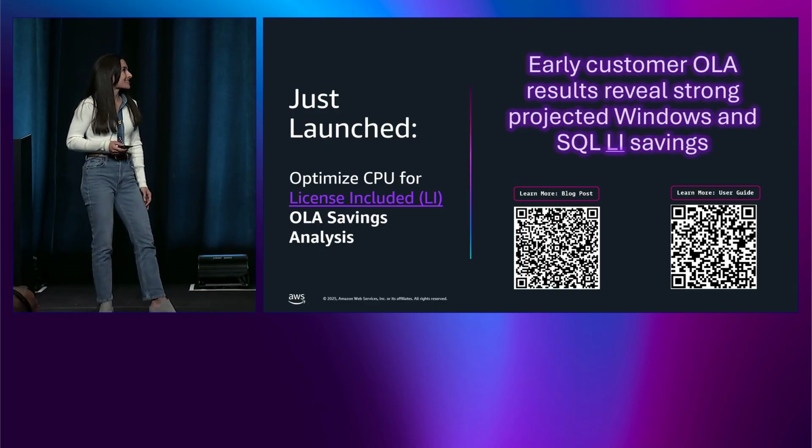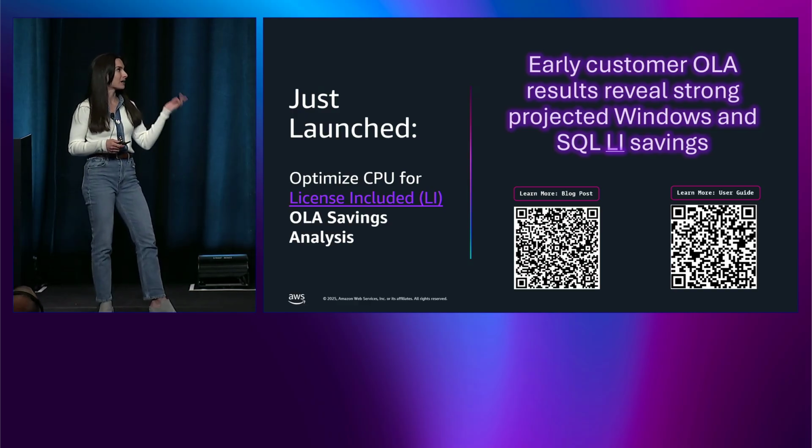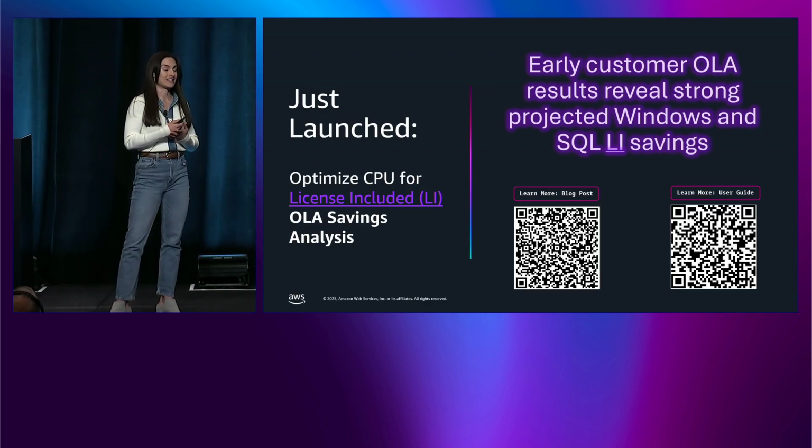Awesome. All right. So here we've talked a lot about optimized CPU for license included today. The feature was so recently released, we've just started to analyze customer environments. I have some savings from the last month of assessments that we've done that I'll show you. But in the meantime, we have these blog posts, we have the user guide. We encourage you to check out that documentation. It's very thorough. And there's a lot of self-service tools that can help you get started immediately.